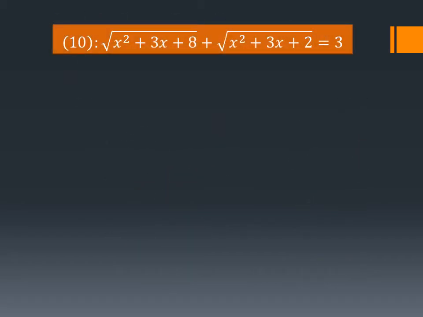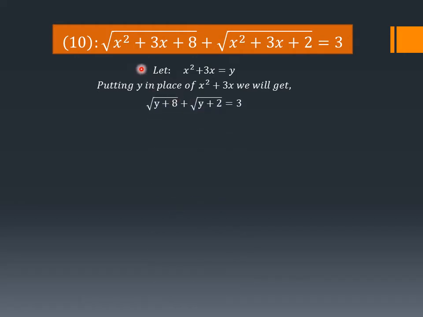We will solve another similar example in this question. Here again, we are having some common digits inside the radical sign. These common digits are x squared plus 3x, and the same x squared plus 3x is present in the second radical. So again, this is the third form of radical equations. In the third form, we first suppose the common digits as equals to y, and then we replace all these digits, that is x squared plus 3x, with y. So writing the equation again, we will have under root y plus 8 plus under root y plus 2 equals to 3.